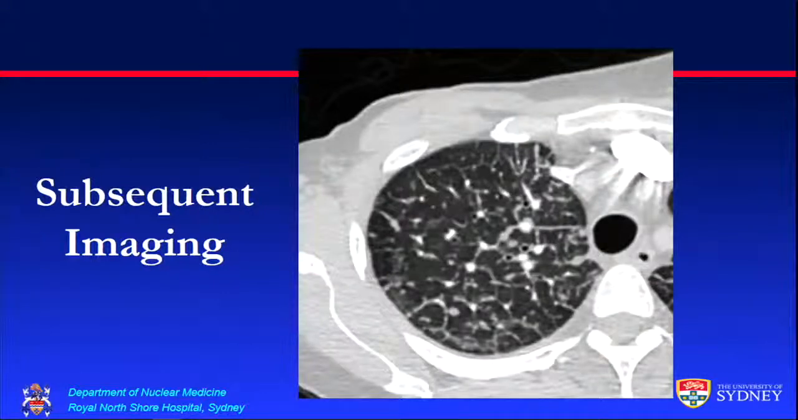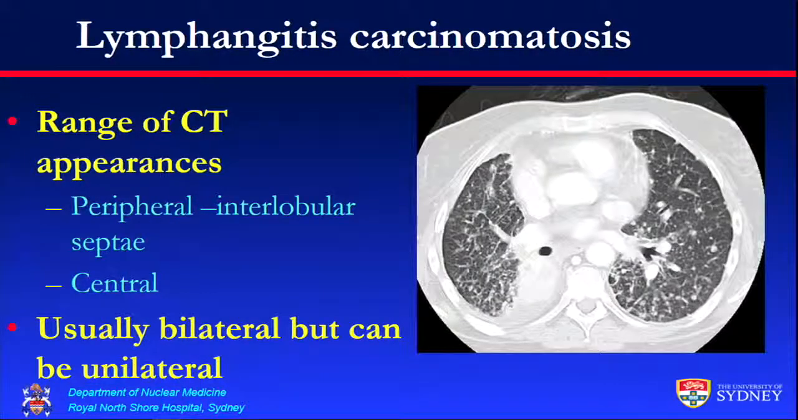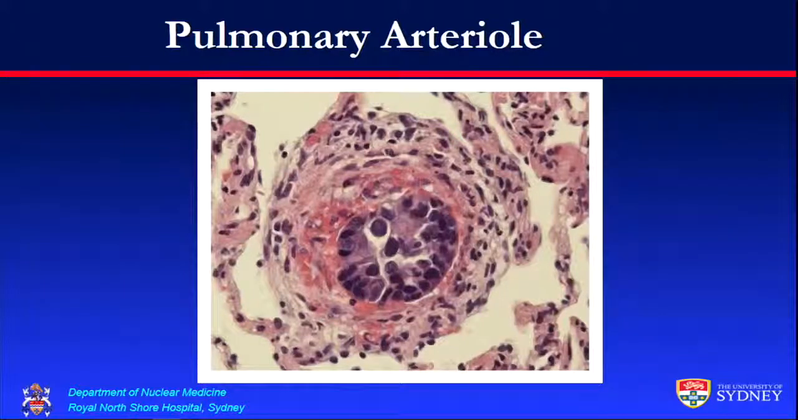So this lady does indeed have a complication, and that chest X-ray, CT image would be considered diagnostic of lymphangitis carcinomatosis. So lymphatic spread of tumour usually occurs with adenocarcinomas. Breast cancer is the most common, but it does occur with lung, colon and stomach cancers. It's due to hematogenous seeding and microemboli. Some people think it's also due to lymphatic backflow from hilar node involvement. There's a range of CT appearance, but the main thing you're looking for is these thickened interlobular septi. It's usually bilateral, can be unilateral, and the actual pathology is tumour in the pulmonary arterioles.